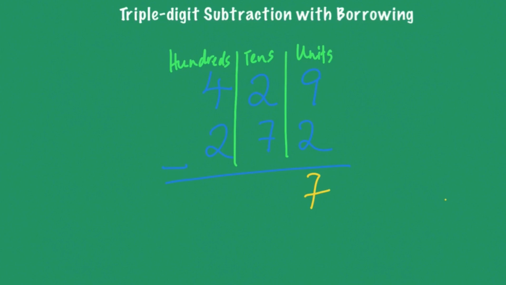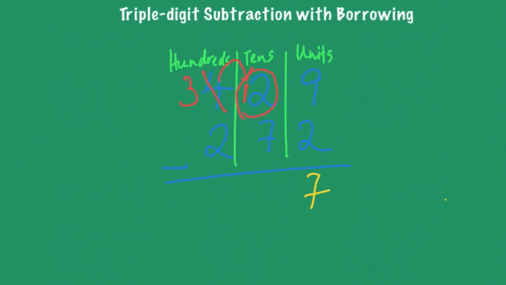How do we borrow? Because we are borrowing into the tens, we have to borrow from the hundreds. So you borrow from the hundreds and you make this 1. Okay? So we are left with 3 on this side. So this answer becomes a 12 here. So 12 tens minus 7 tens. That's what we're looking at.